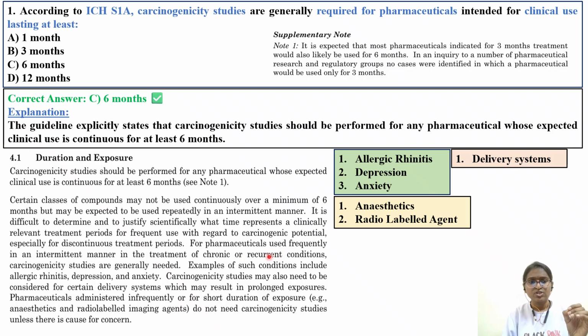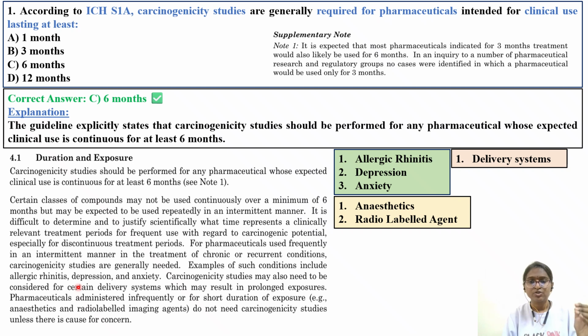For pharmaceuticals used frequently in an intermittent manner in the treatment of chronic or recurrent conditions, repeatedly for a certain period of time, the patient might not have that particular symptom, but again there is a recurrence of that symptom. Carcinogenicity studies are generally needed. So the final understanding is yes, for the drugs which are used for intermittent treatment you also need to do a cancer study. Examples of such conditions include allergic rhinitis, meaning seasonal flu, whenever you get it. For such kinds of drugs you also need to do a 2-year cancer study.